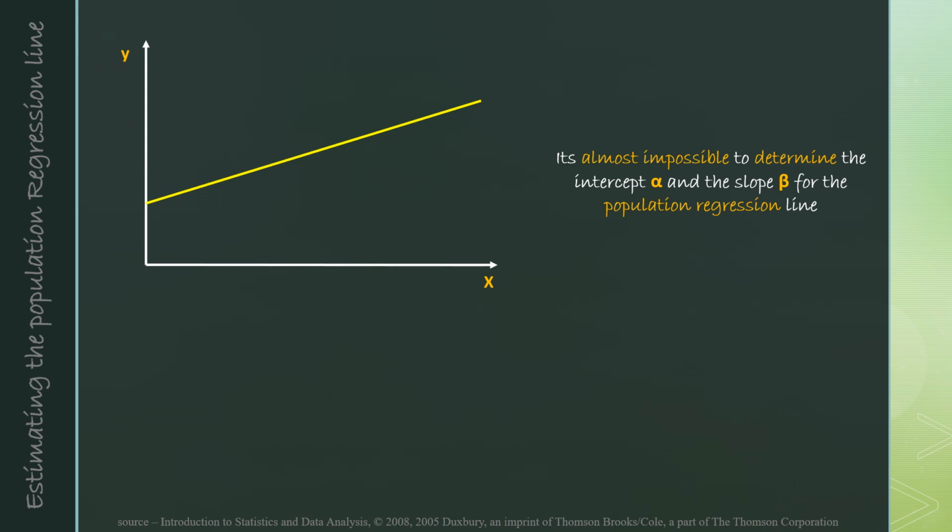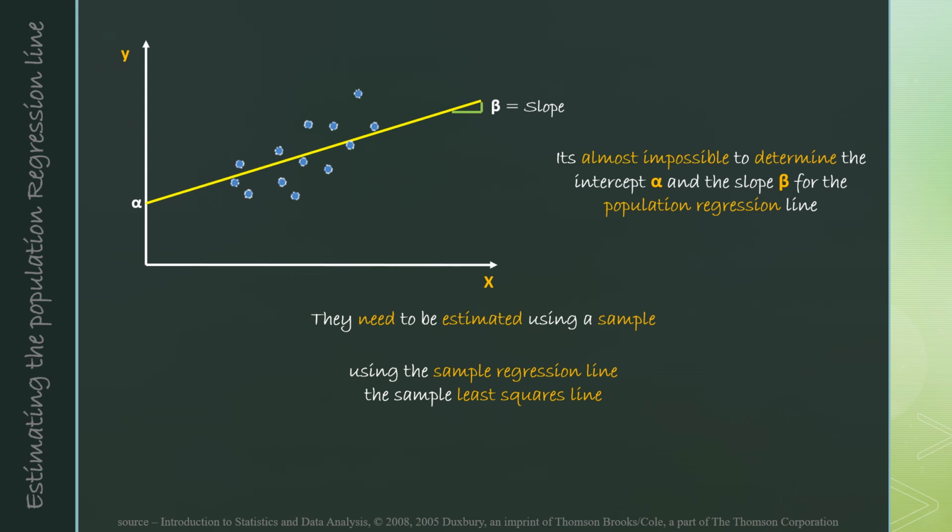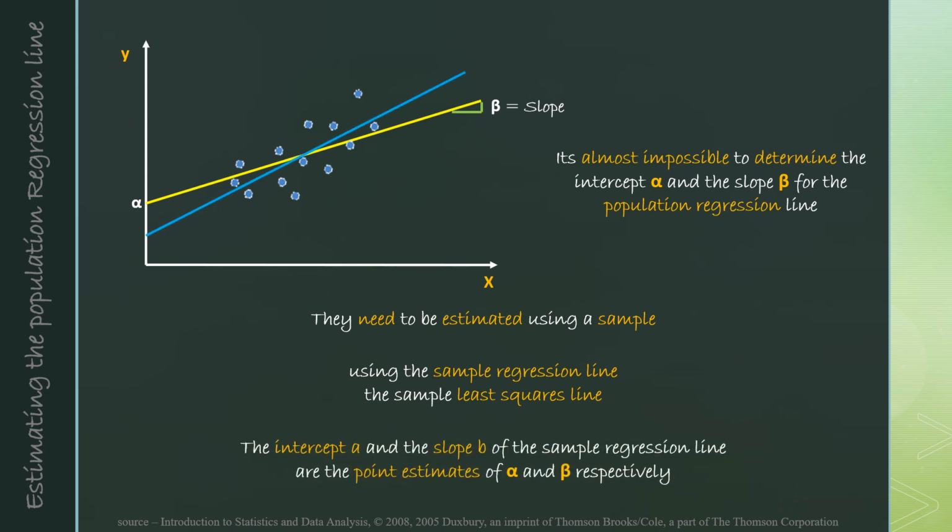But the catch is, it's almost impossible to determine the intercept alpha and slope beta for the population regression line. They need to be estimated using a sample, using the sample regression line, in other words, the sample least squares line. The intercept A and the slope B of the sample regression line turn out to be the point estimates of alpha and beta respectively.